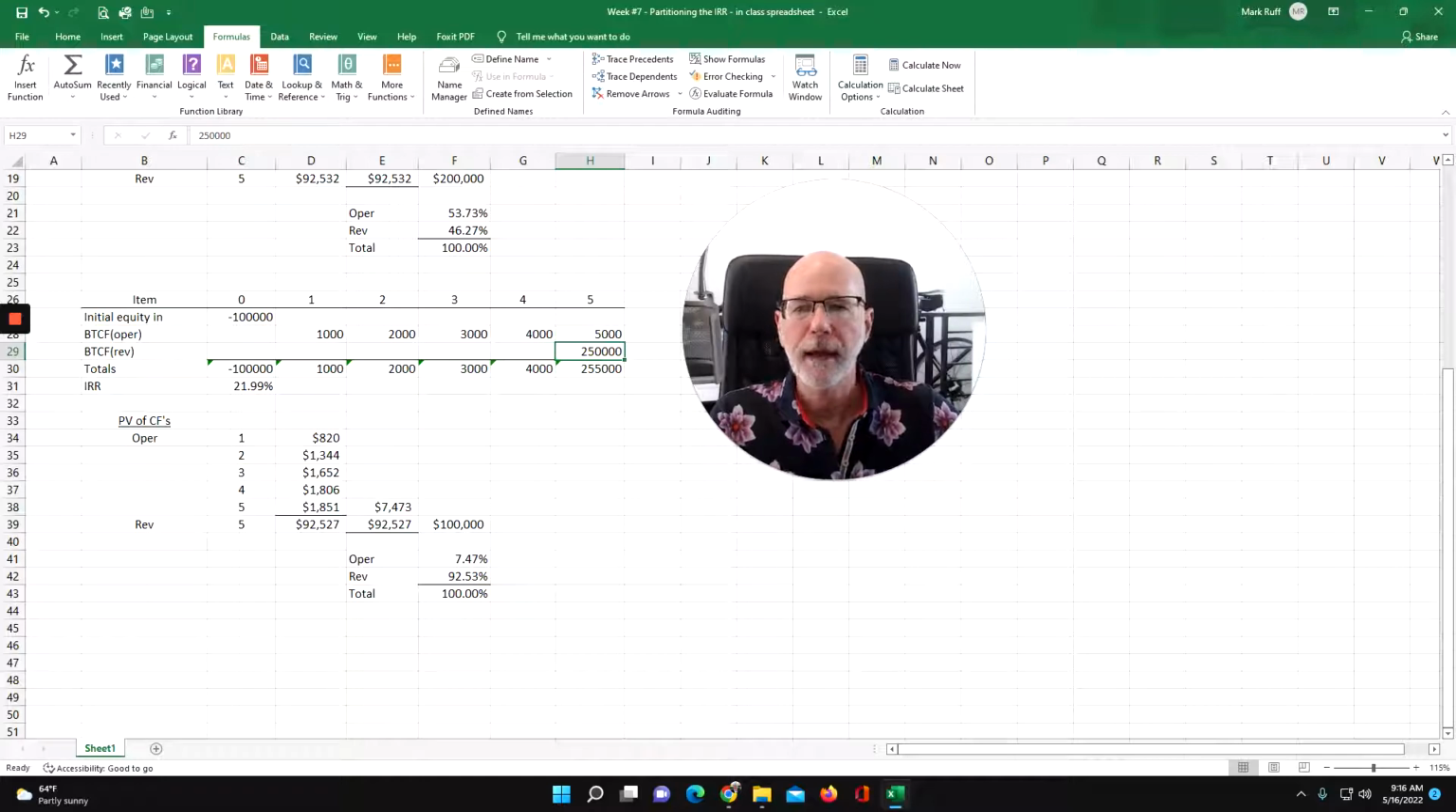So there you have it, folks. This is a very basic scenario of how to partition the internal rate of return in order to essentially quantify our risk portfolio based on operating cash flows and the cash flow from reversion.